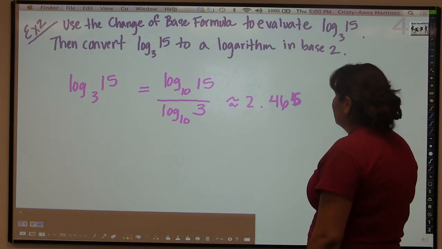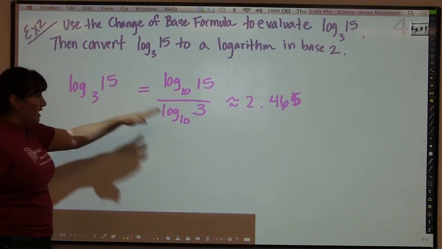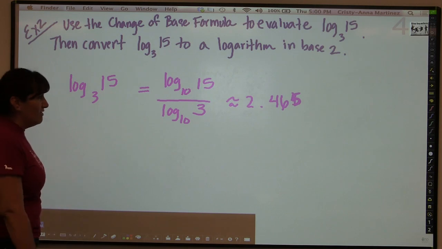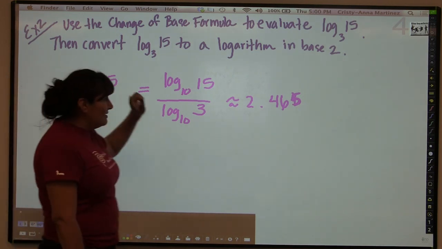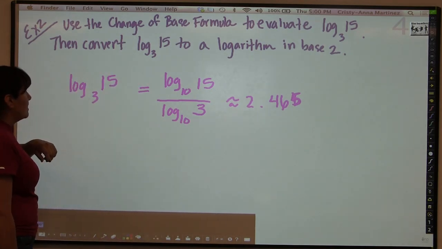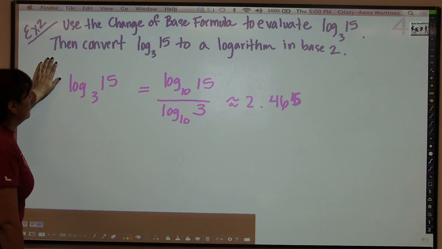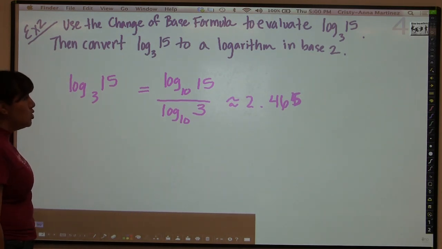I'm good, thank you. So then it says that the first part is to evaluate it. That's what it equals, approximately 2.465. So the idea here is that if I took 3 and raised it to the 2.465 power, I would get 15. So now I want to convert log base 3 of 15 to a logarithm in base 2.